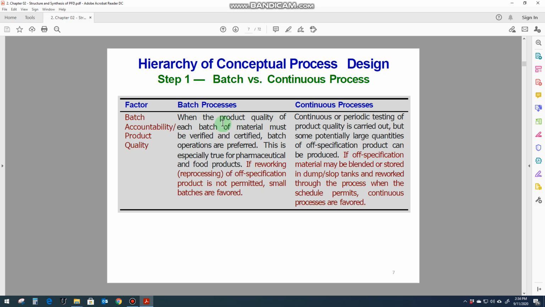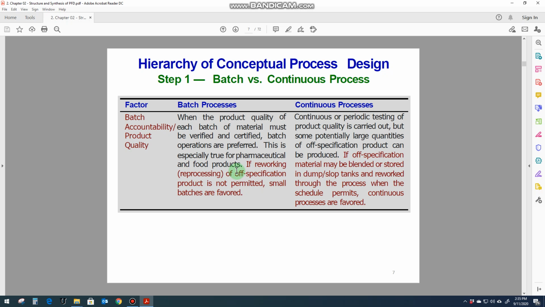When the product quality of each batch of materials must be verified and certified, batch operations are preferred. This is especially true for pharmaceutical and food products. If reworking or reprocessing of off-specification product is not permitted, small batches are favored. Now, in the case of the pharmaceutical industries and food products, where purity of the product is very critical and slight variation in the product quality can ruin the complete batch, in those kinds of processes or those kinds of products, we have to rely on the batch processes.